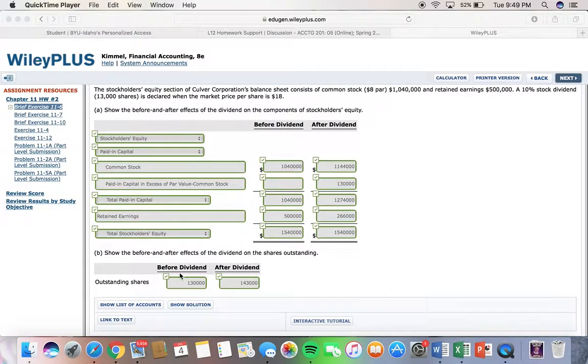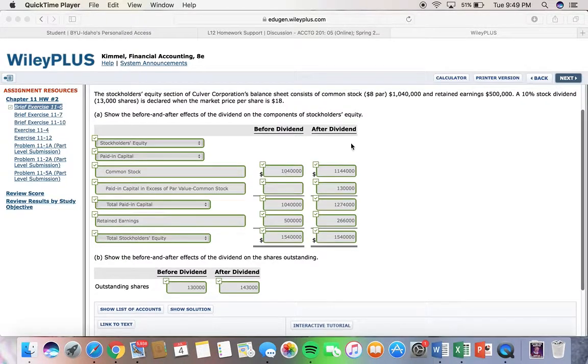We'll work through before the dividend, and then after that we'll move to after the dividend. For part A, it says show the before and after effects of the dividend on the components of stockholders' equity. We'll start out with the stockholders' equity and paid-in capital, and then move to common stock, which before the dividend is $1,040,000. Paid-in capital in excess of par value common stock we haven't touched yet, so we'll leave that blank. For the total paid-in capital, we will again have the $1,040,000.